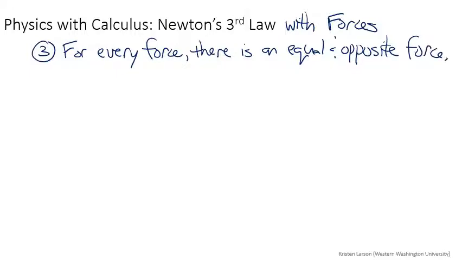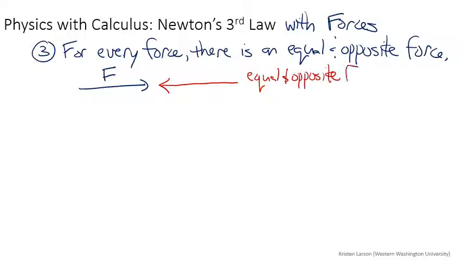In other words, if you have a force vector, Newton is saying that there exists then another vector that is the same length, that's what the equal means, the same magnitude, but in the opposite direction. So equal and opposite force.